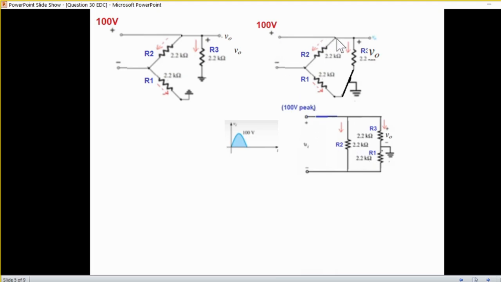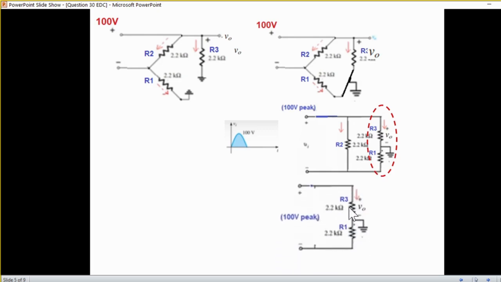Positive top R2 to the negative. So positive top R2 to the negative. This is one branch. The other branch is R3 ground and R1. So this is R3 ground and R1. Now we are interested only in this V0. Since the same voltage is applied here and also here, we can just separate this and work on the right hand part only, with the 100 volt input.